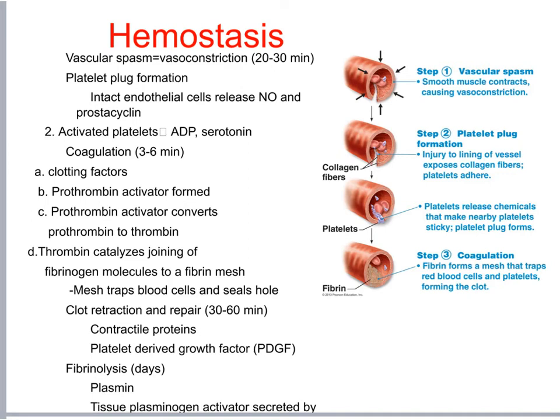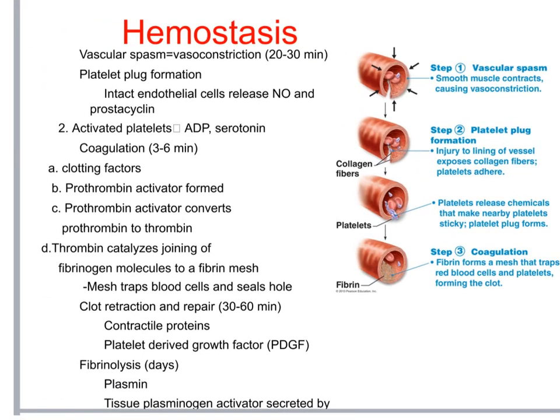So coagulation is a multi-step process that uses clotting factors. They're numbered 1 through 13, in Roman numerals. Most of them are made in the liver, and there's a whole cascade that happens, which I'm not going to go into, to form this particular molecule called prothrombin activator.